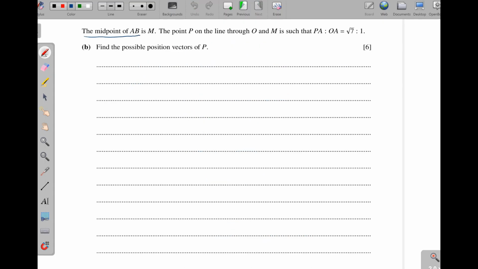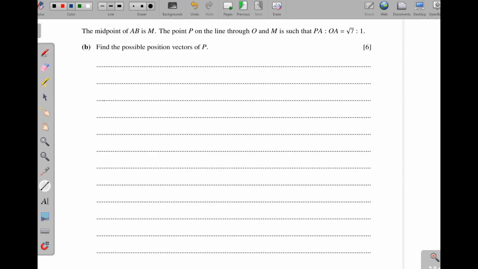The midpoint of AB is M. The point P on the line through O and M is such that PA to OA is root of 7 to 1. Part B, find the possible position vectors of P.